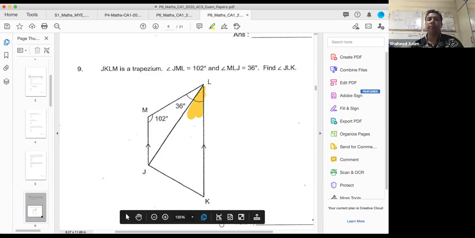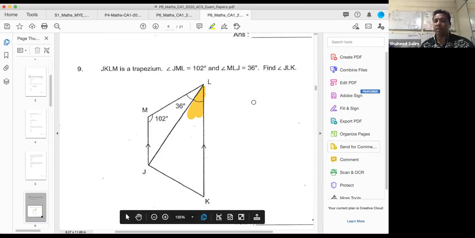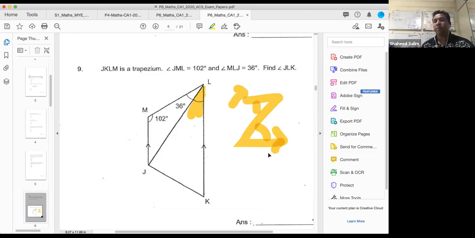Okay, what is the yellow angle? You all try. JLK. Try to find. It's very simple. You can use the Z. I'll give you a clue. You can use the Z. What is the Z? Z is like ding, ding, ding. This angle equals this angle, if this is parallel to this. You can see the Z. You can use the Z for that.